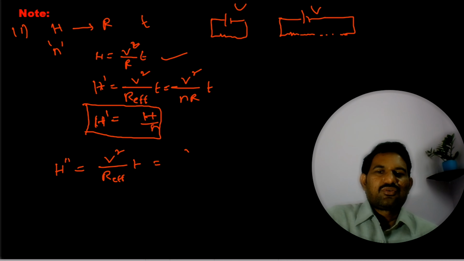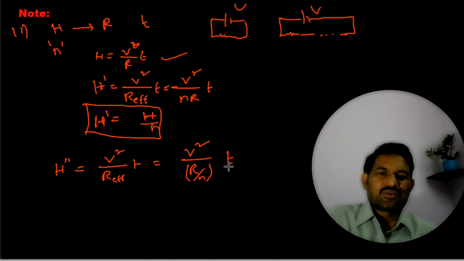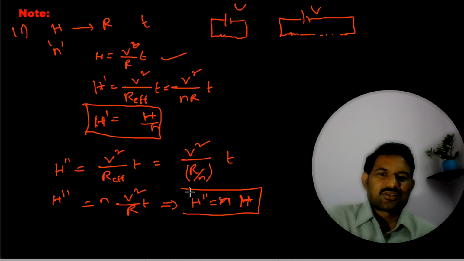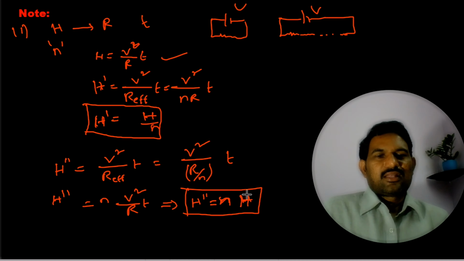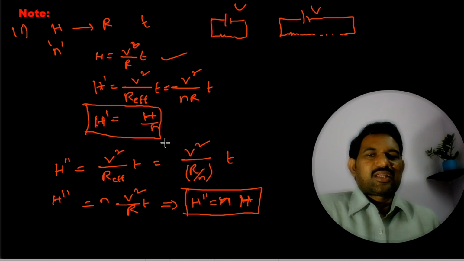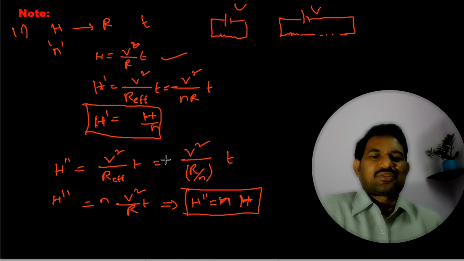Now V square by R effective: when such N resistors are connected in parallel, then R effective value we can write as R by N, right? In resistors we know this already. Therefore this amount of heat produced we can write as N into V square by R into T. Which you can express as amount of heat produced is equal to N times the H, that means N times the heat energy produced in a single resistor. So in a single resistor, H is the amount of heat energy produced. But when you are connecting such N resistors in parallel, then the amount of heat energy will increase by N times here. Whereas when they are connected in series, it decreases by N times here.